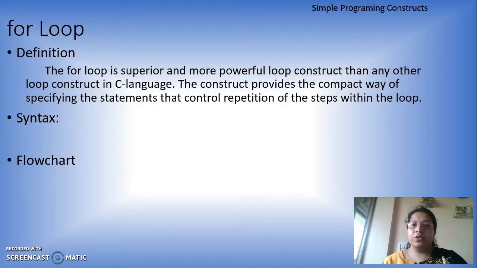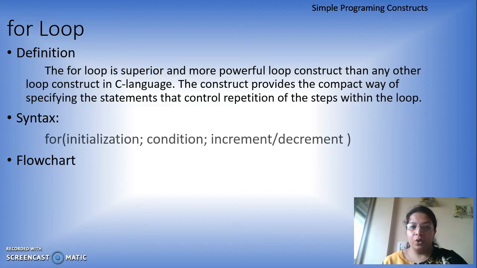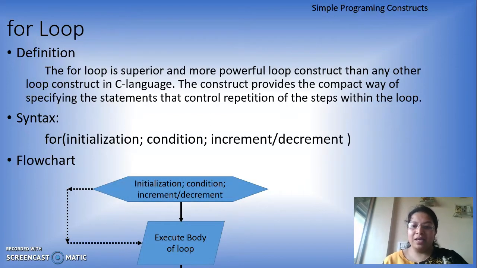Next comes the for loop. The for loop is superior and more powerful than the other constructs in C language. The construct provides a compact way of specifying the statements that control repetition of the steps within the loop. The syntax is very compact: for, it does the initialization, checks the condition, and increments or decrements the initialized variable. In the while loop, we do the same increment or decrement within the body of the loop.